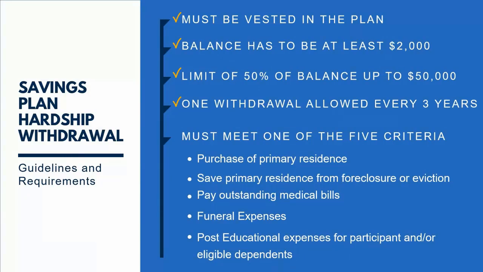And most importantly, you have to meet one of the following 5 criteria. It's the purchase of your primary residence, to save your primary residence from foreclosure or eviction, to pay outstanding or upcoming medical expenses, for funeral expenses for you or one of your dependents, or for post-educational expenses for the participant, meaning you, or one of your eligible dependents. So if you do qualify for any of those criteria and you're interested in learning more about a hardship withdrawal, please contact the fund office or visit carpenters.fund.